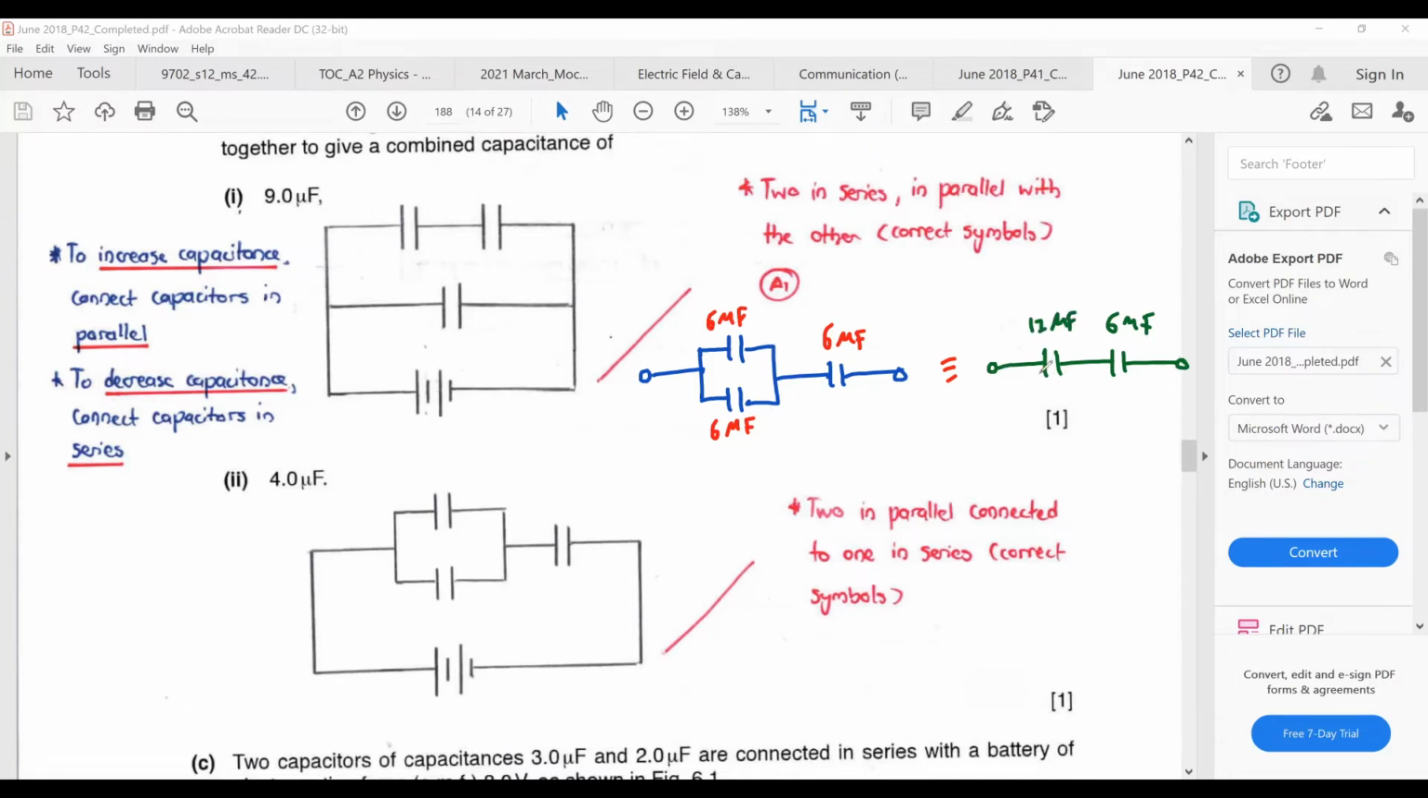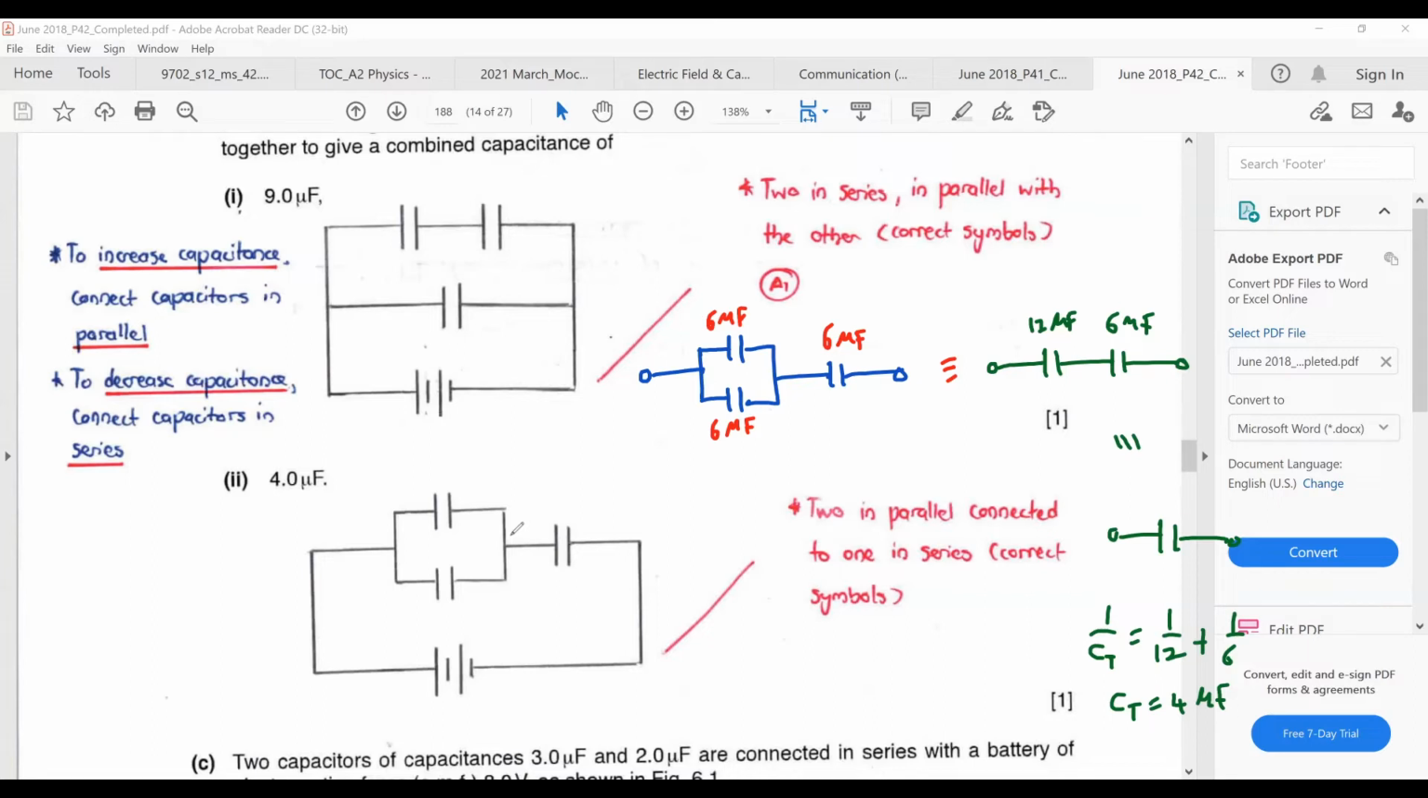Now I want to simplify this into a single equivalent capacitor. What is the total capacitance here? Because they are connected in series, I need to treat it like I would resistors in parallel. So this is 1/CT = 1/12 + 1/6. Then my CT would be 4 microfarad. Okay, so you get this.